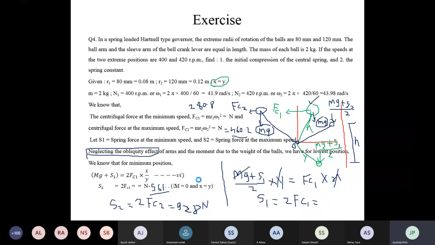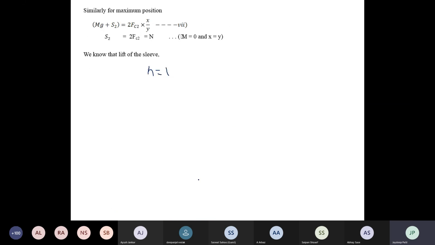Now you have to find out H, the lift of the sleeve. What is the formula? H is equal to R2 minus R1 into Y by X or X by Y. Sir, Y by X. Correct. Now this Y and X are the same, so it gets cancelled. R2 minus R1 is the H. You have to tell me the answer in meter.